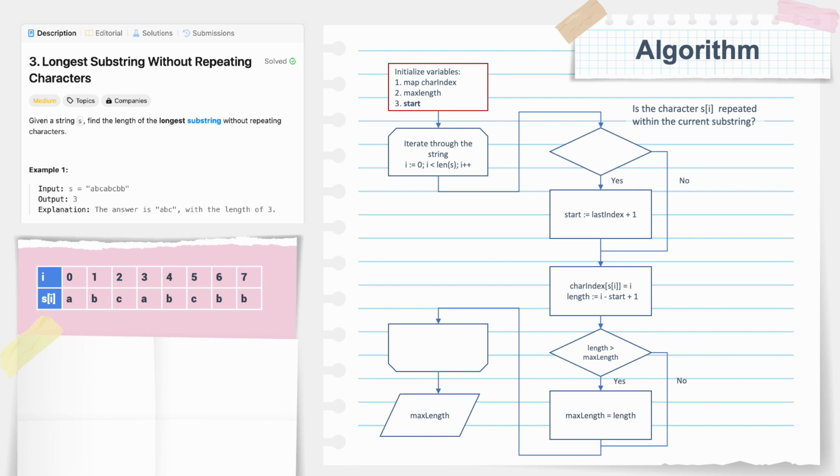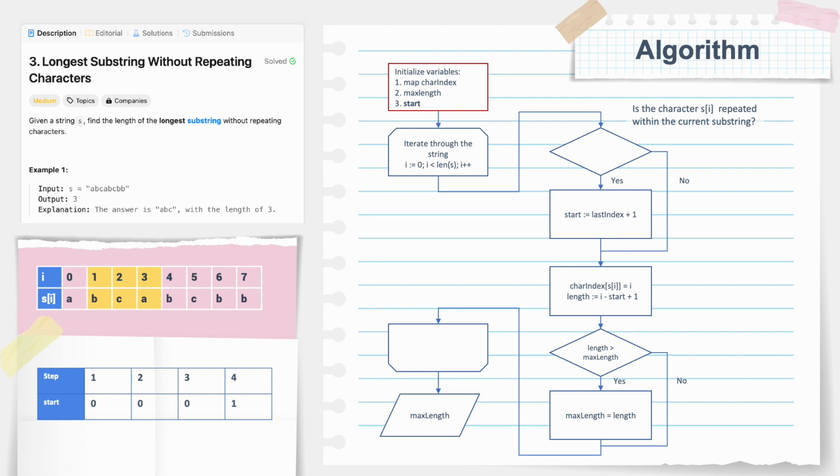Step 1. Start is initialized to 0. Steps 2 and 3. New characters B and C are encountered and added to the char index map. Since they have not been seen before, the start remains at 0. Step 4. The character A is encountered again, so we update our start and consider BCA as the longest substring.